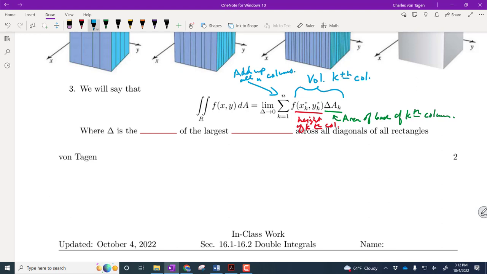Okay? Here, delta is the length of the largest diagonal across all the diagonals of all the rectangles in the domain. Now, if you're using a systematic way of chopping things up, you don't have to be careful. But if you weren't systematic in your way of subdividing the domain into these rectangular regions, you're going to have rectangles with different length diagonals. And what we're going to do is we're going to look at the limit as the width of the largest diagonal goes to 0.